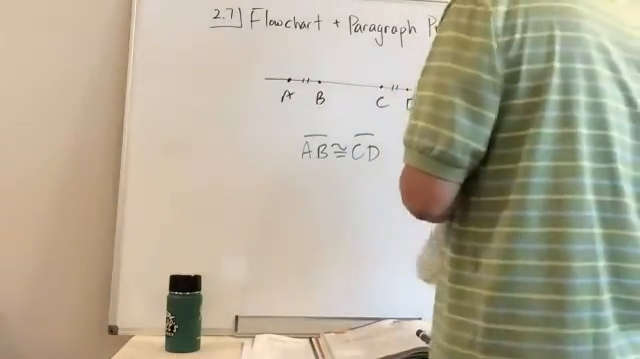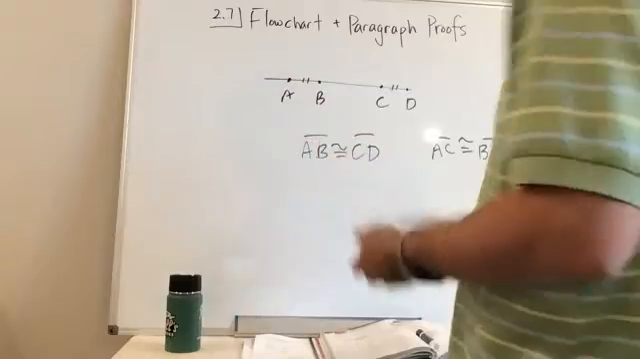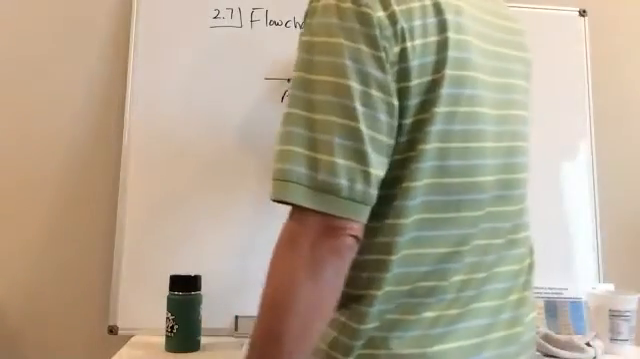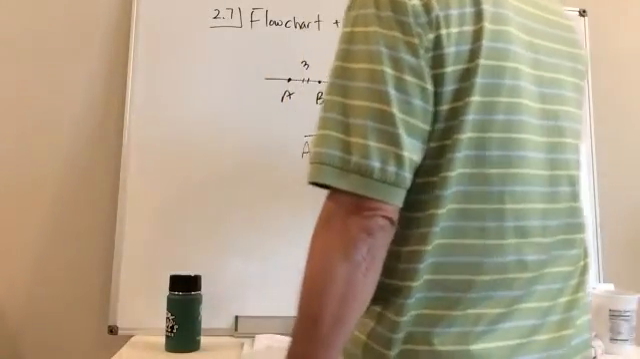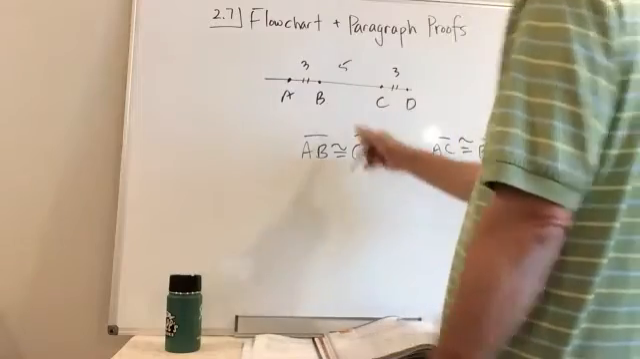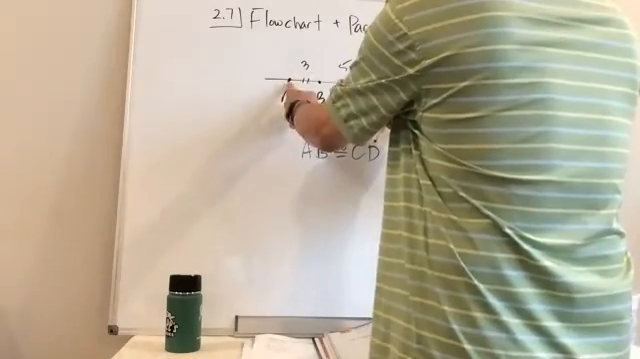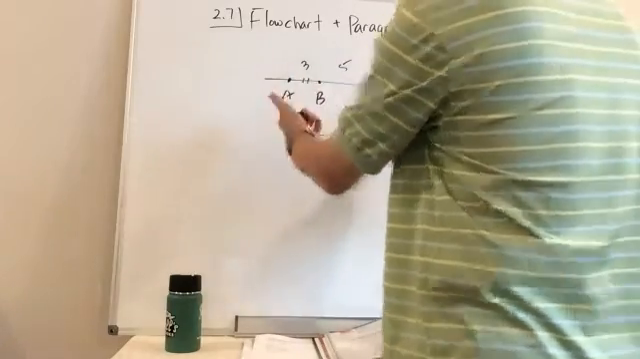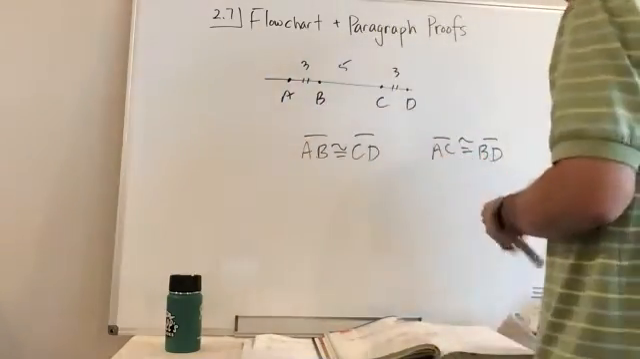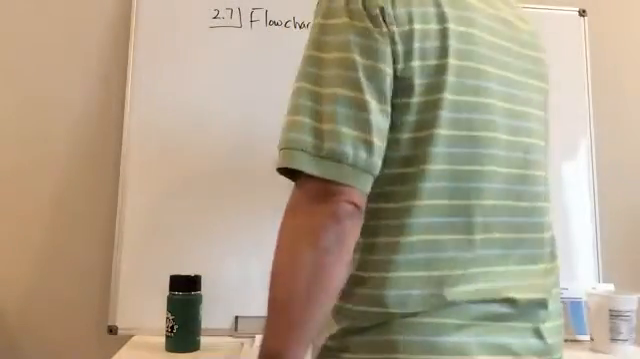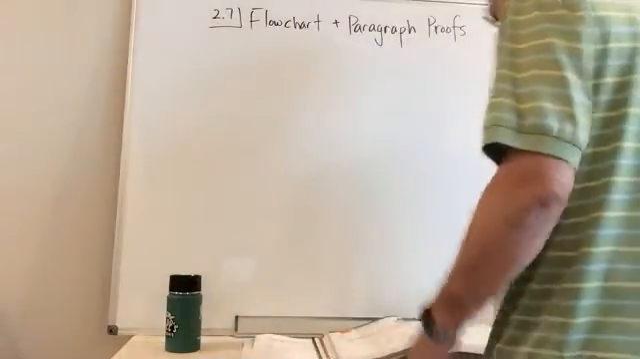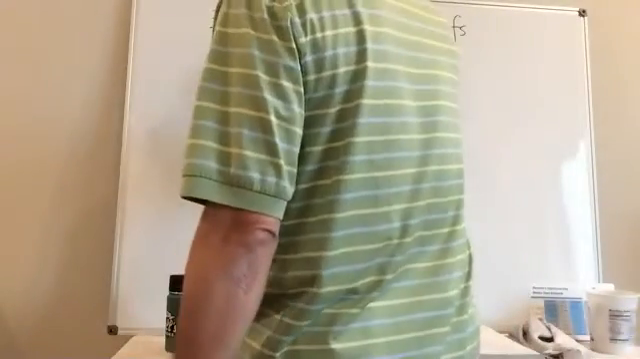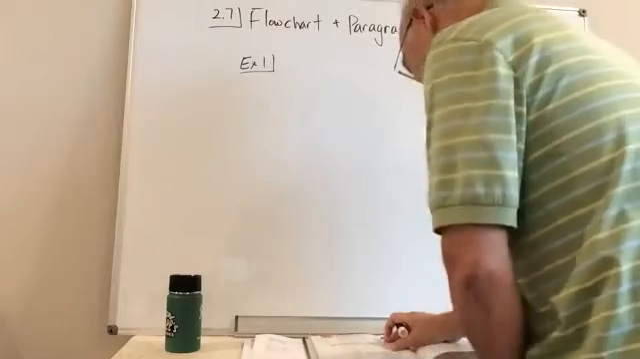So this kind of makes sense, right? Let's say this was 3, this was 5, and this was 3. AC would be 3 plus 5, whereas BD would be 5 plus 3. They're both 8. It makes sense. Okay, all right. So let's now see if we can write a flowchart proof. Let's go to example number 1. Example number 1 shows you how to write the flowchart proof.